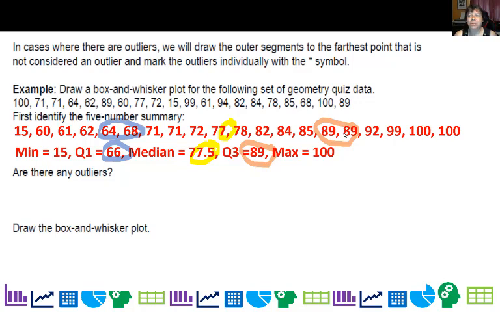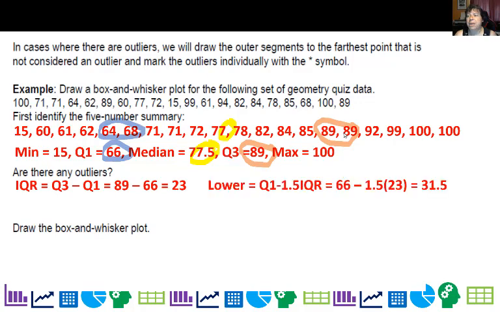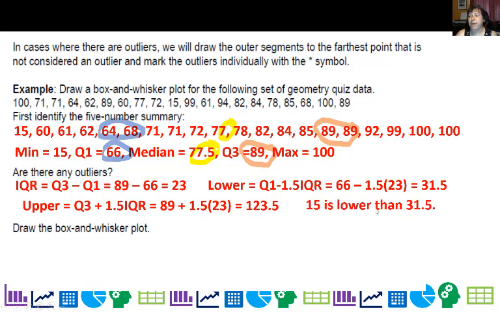Are there any outliers? So first of all, we need to find IQR, which is Q3 minus Q1, and we get 23. For the lower, I'm going to subtract 1.5 times 23 from Q1, so I get 31.5. Are there any points less than 31.5? Well, yes, there are. That 15 is. Now we calculate the upper boundary, and I get 123.5, and there are no points higher than that.